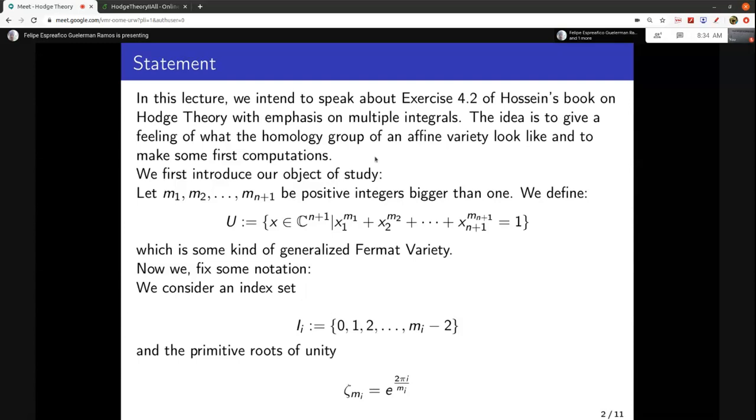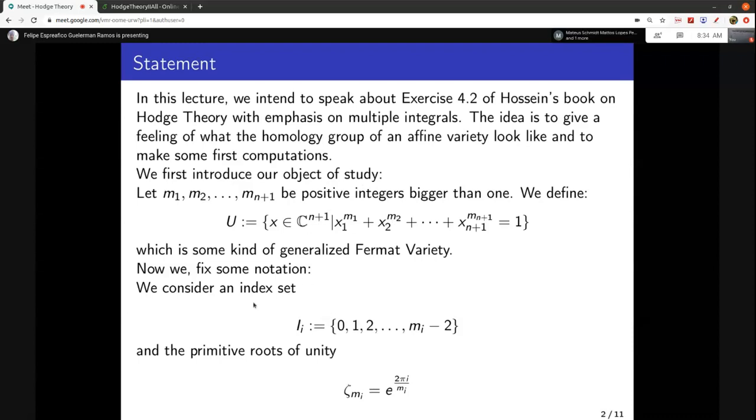So our object is just this affine variety here. If the m's were all equal, we would have a Fermat variety, but we are considering different m's, so we call this a generalized Fermat variety, right? So this is our object, and we are going to see how we can look at its homology.